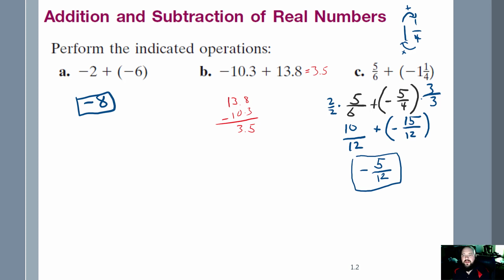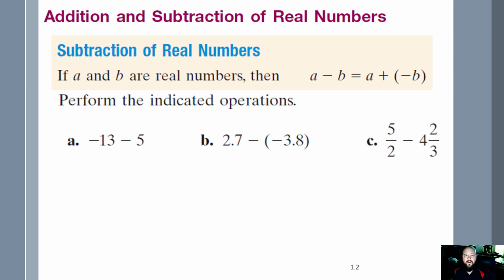Sorry, I put a box around that, but that part B was 3.5. Okay, so now we're going to do the subtraction. Subtraction of real numbers: if A and B are real numbers, then A minus B is equal to A plus a negative B. So it's the same thing. We've kind of been doing it in all reality with the previous problems, but just a little different. The signs just make it look different.